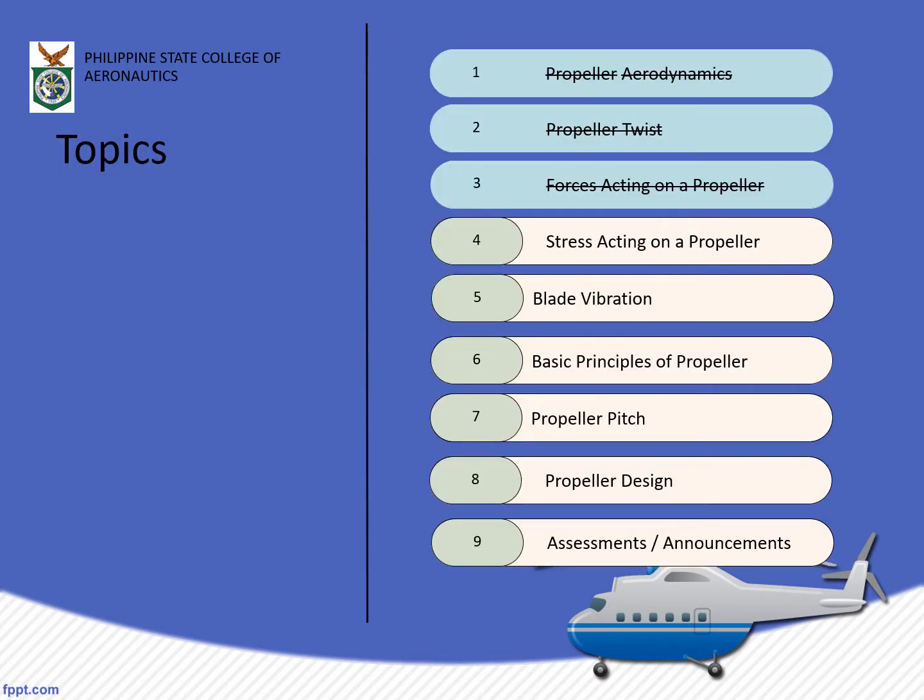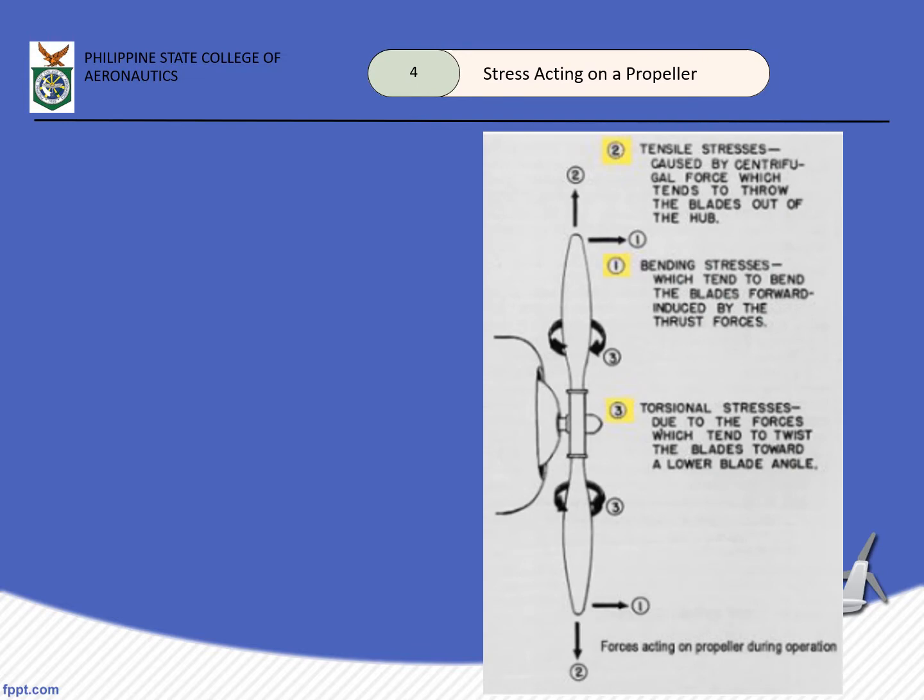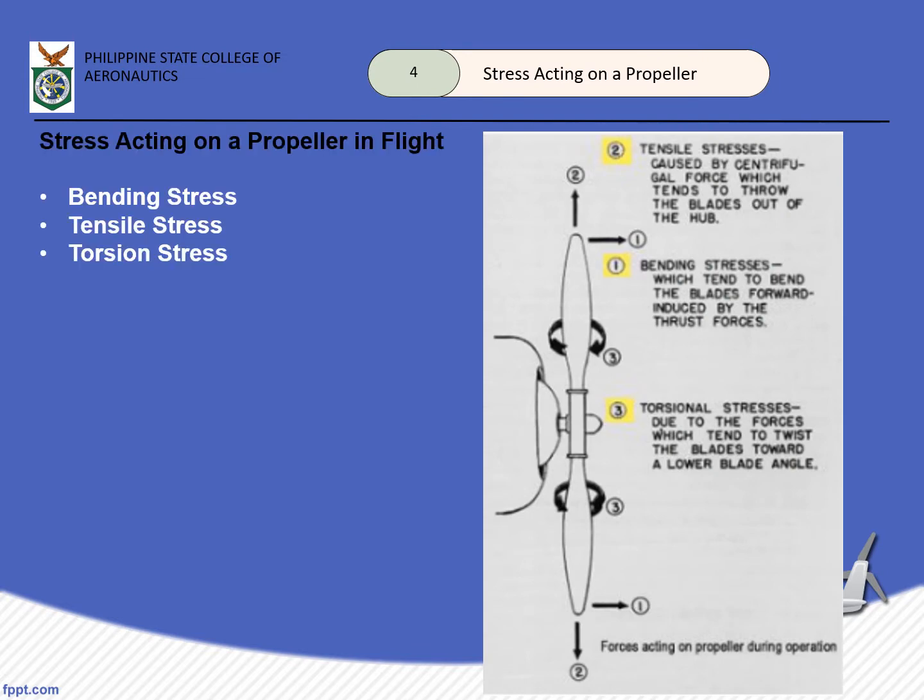Now that we are done with the forces, syempre kung may forces, meron din tayong stresses. So, we have three. We have bending, tensile, and torsion. So, nandyan naman na yung mga definition nila. So, for the bending stresses, it tends to bend the blades forward and it is induced by the thrust forces.